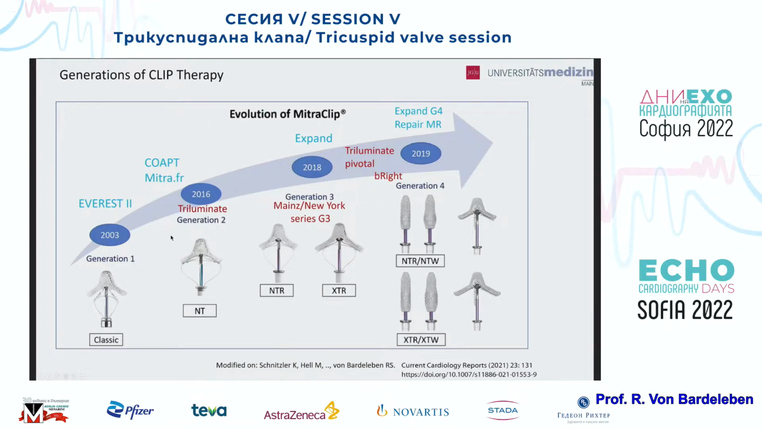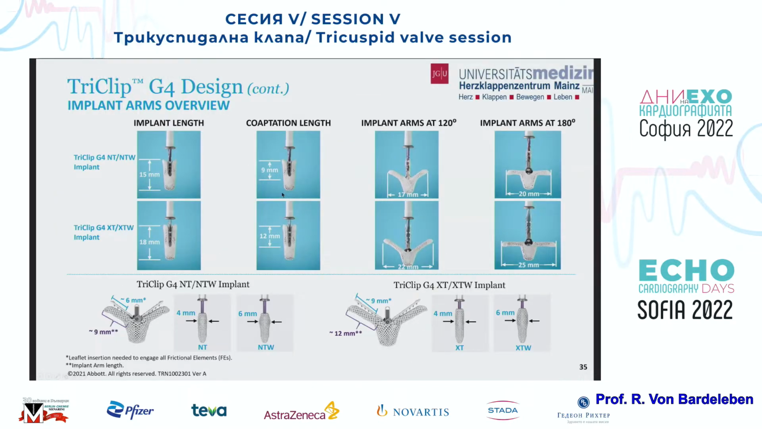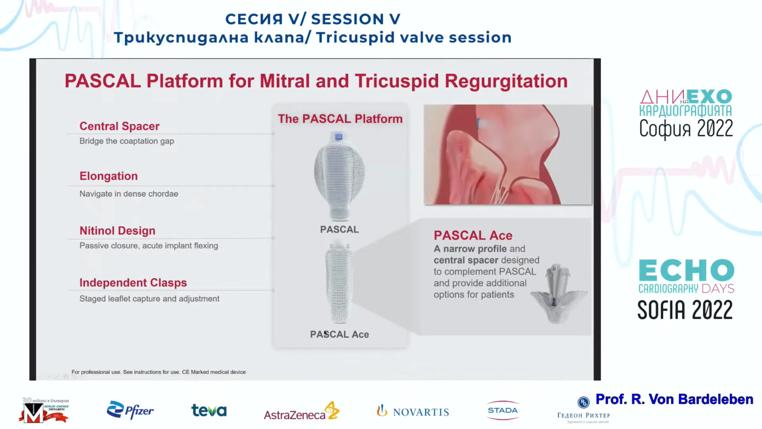There's been a long history. In red is tricuspid valve treatment, which started in 2015-16, which is now 6 years of experience. You see the different sizes that we now have to treat this valve, with different widths of 4 and 6 millimeters, and different lengths of the arms of 9 and 12 millimeters to produce cooptation.